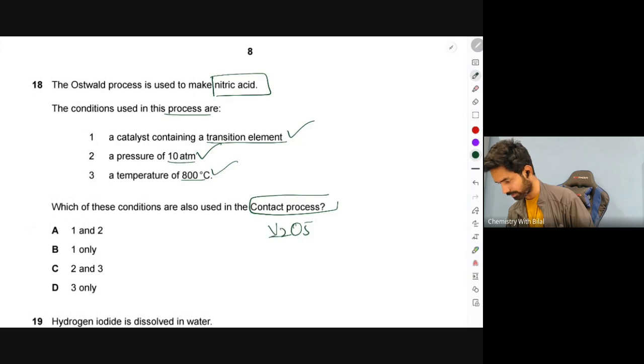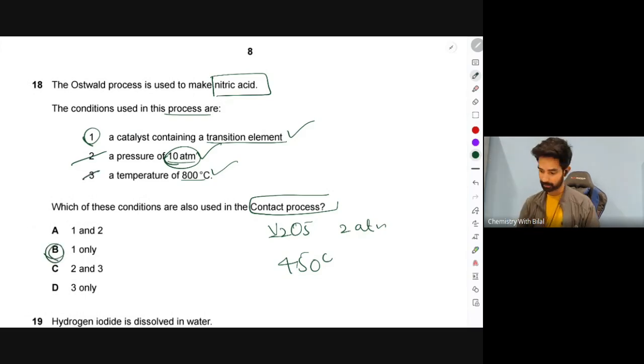That's a transition atom. So the first one is correct. We use a pressure of 2 to 3 atm. The second is incorrect. We use a temperature of 450. इसमें तो कोई भी मैच नहीं कर रही, कोई या कोई कर रही, वन वाली मैच कर रही. It should be A. Oh, sorry, B. Because one only. We use a transition element which is vanadium.